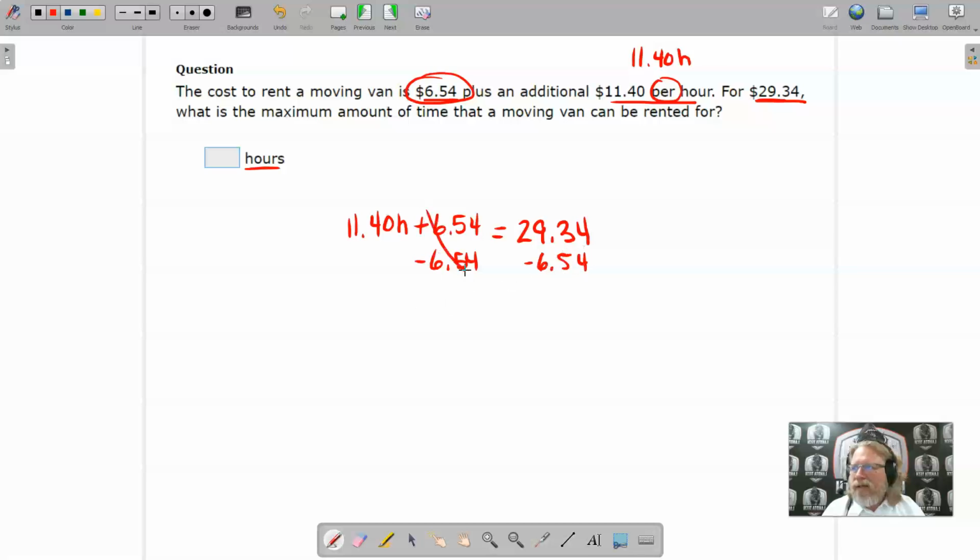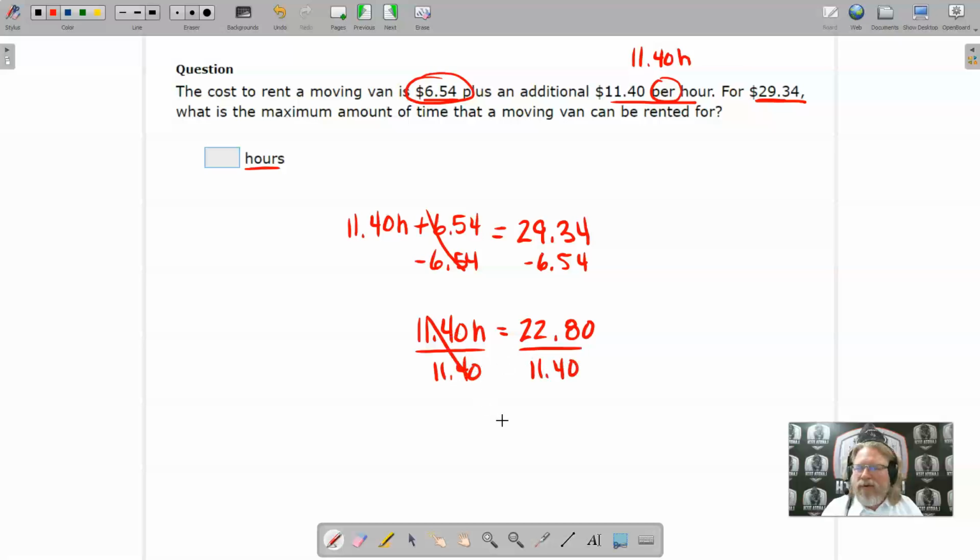Right, what we do to one side, we need to do to the other. And whenever I do that, I know these are going to cancel each other out. So I'm going to end up with 11.40H equals, and I'm just going to clear all that out. 29.34 minus the $6.54 is going to give us $22.8. And since we're dealing with money, I'll go ahead and leave that 0 on there. Now the 11.4 is tied to the H through multiplication. The opposite operation is division. I'm going to divide by the very value I wish to get rid of. And what I do to one side, I'm going to do to the other.